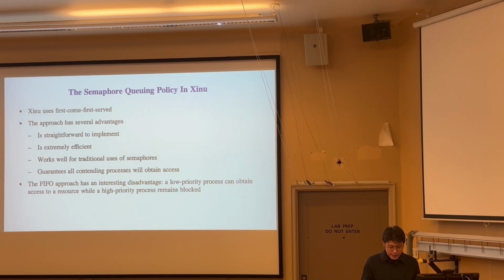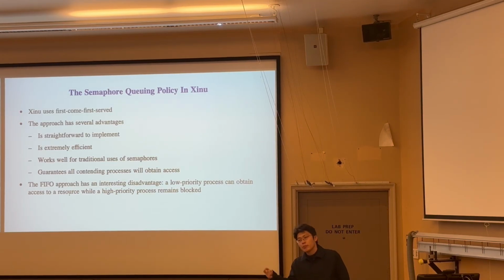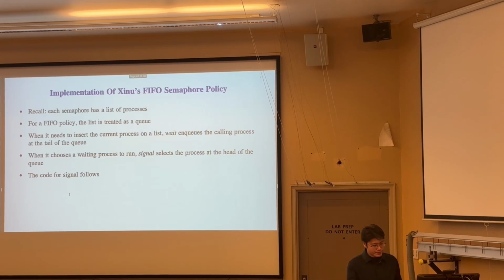Linux uses first in, first out, or first come, first served. The approach has several advantages. It's very straightforward to implement. It's extremely efficient. It works well for traditional use of semaphores. It guarantees all contending processes will obtain access, so no one will be starved. But the downside is that a low priority process can obtain access to a shared resource while the high priority process remains blocked. That's a priority inversion.